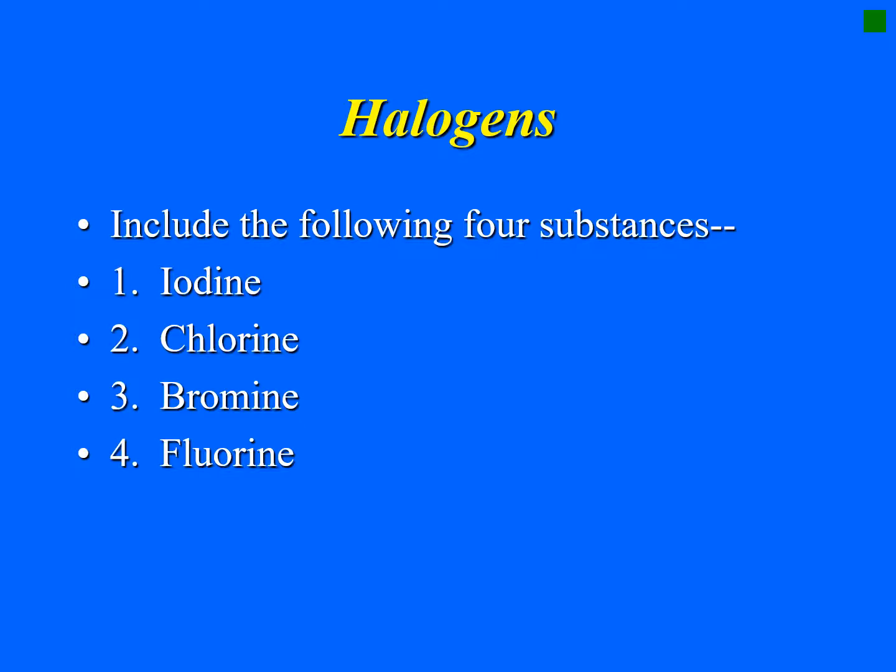Think about it. If you've had surgery before, you probably had iodine put on your body. So iodine's one of those things. It's a halogen. Number two, chlorine, aka chlorinated lime or bleach. Number three, bromine. And number four, fluorine. Makes sense. Things we use to treat water. Fluorine.